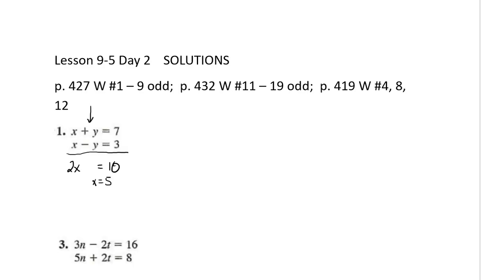Once you know one answer, use substitution to get the other. I'm going to substitute into the first equation, creating 5 plus y equals 7, and therefore y equals 2. As an ordered pair, 5, 2.